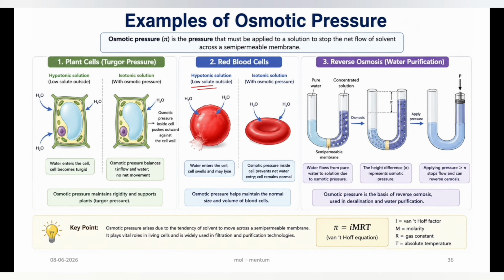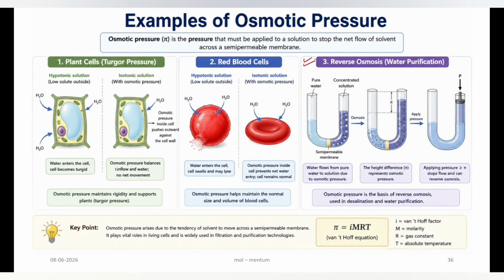So if solute is too low, what will happen? Water will start entering the blood cell, and it will swell, and ultimately that blood cell will burst. What is the ideal condition? That this concentration should remain constant. That means if it is isotonic, then we will have a healthy blood cell, because osmotic pressure inside the cell will prevent the net inflow of water, and the cell will remain normal. So that is how osmotic pressure plays the role.